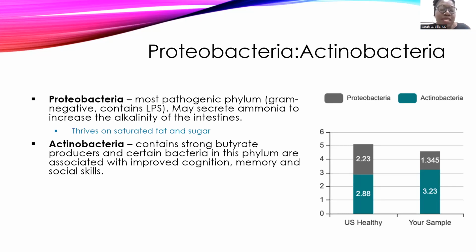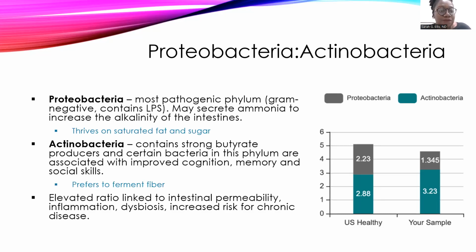And as you may know, butyrate is the primary fuel and energy source for our colon cells. And so certain bacteria in this phylum are associated with benefits like improved cognition, memory, and even social skills. Now, this phylum prefers to ferment fiber. Now, an elevated ratio of Proteobacteria to Actinobacteria has been linked with intestinal permeability, inflammation, dysbiosis, and an increased risk of chronic disease.